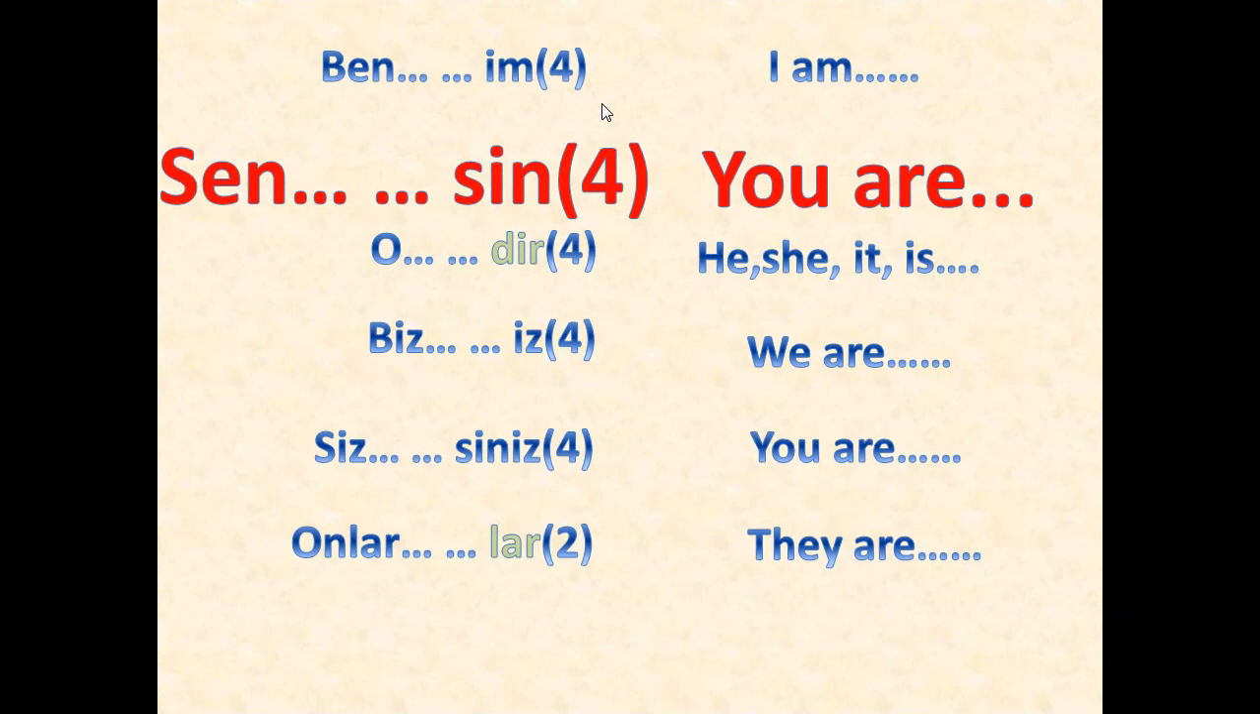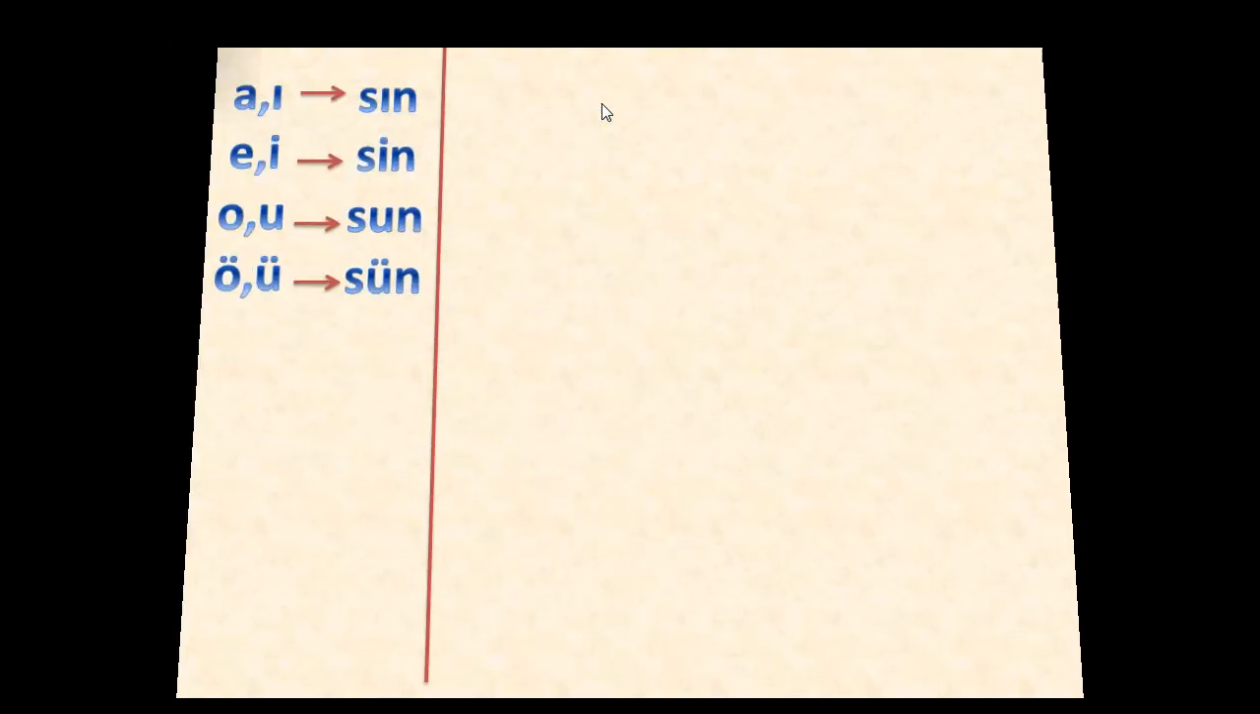We're going to the next subject pronoun. Sen, blah, blah, sin. Here we go. So, if we have a and ı in the last syllable, we have sın. If we have e or i, we have sin. If we have o or u, we have sun. If we have ö or ü, we have sün.